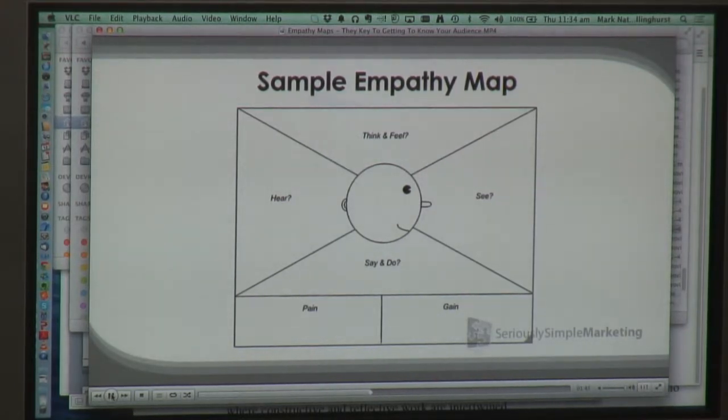When you're thinking about what they're seeing, what are they looking at day-to-day? What sort of experiences do they have? What are they saying and what are they doing? What actions are they taking? What do they hear? What are the conversations they're having inside their own heads? What's their self-talk telling them? And then you've got pain and gain at the bottom. Pain is basically, what are they running from? And gain is, what are they running toward? So it gives you an idea of their motivations.